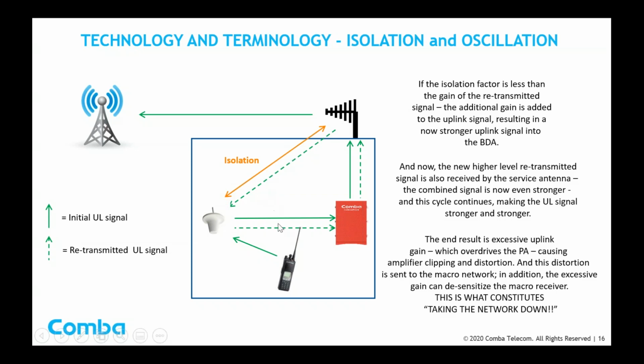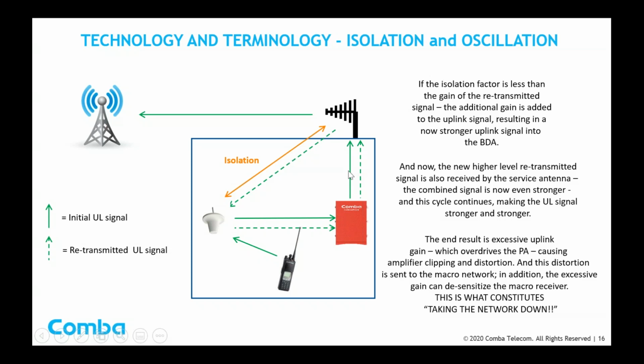If you don't, here's what can happen. So first responders in the building, he keys up, uplink signal goes to service antenna, from the service antenna to the BDA, from the BDA out to the donor antenna, from the donor antenna out to the tower. So far, so good. However, even though Yagi antennas for donor antennas are directional, they still do leak a little signal off to the side. So if there's enough signal leaking off, that signal leaking off will get picked up by the service antenna, sent back to the BDA, and sent back out in conjunction with the original signal.